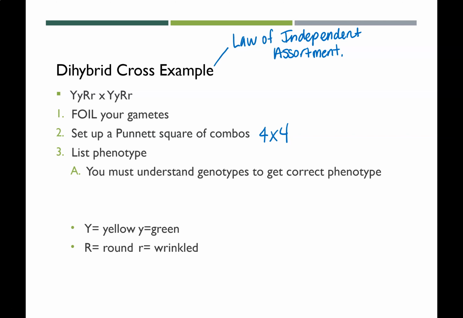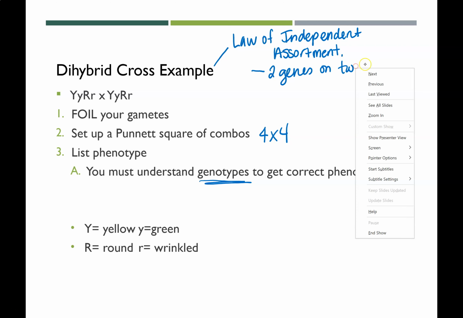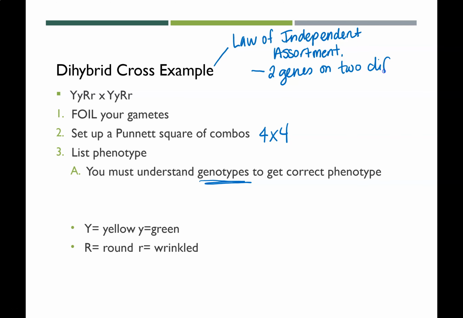Now, in order to do this, you must understand how to interpret the genotypes that you have in order to get the correct phenotype. So let's go back to our yellow and green seed color in our peas. This time we're going to add round and wrinkled. So we're going to look at all the combinations of color and texture for these seeds that you could get. Before we do that, one more thing. Law of independent assortment applies to two genes on two different chromosomes.